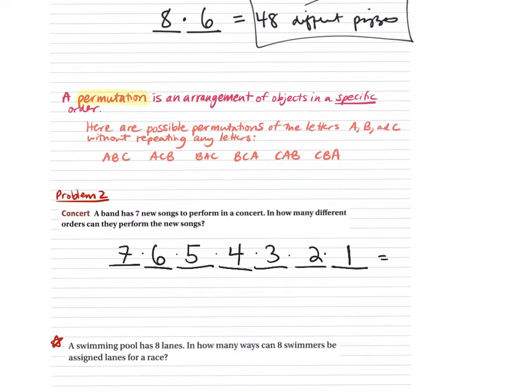and that is 5,040 ways. There are 5,040 different ways they can play 7 songs in a concert. Isn't that exciting?